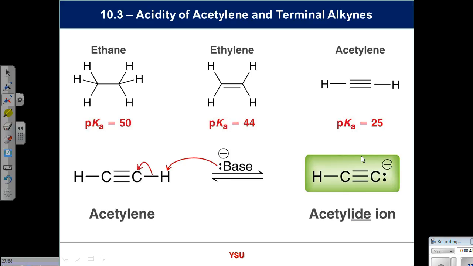So a large part of chapter 10, leading into 11 and 12, is this type of process. You start to use a base that will do a job to take off a proton from acetylene. So if the pKa of acetylene is 25, you need a pretty powerful base, right? You need a carbon negative base, or you need a nitrogen negative base. And we'll see some examples here where it's used quite easily to produce this.